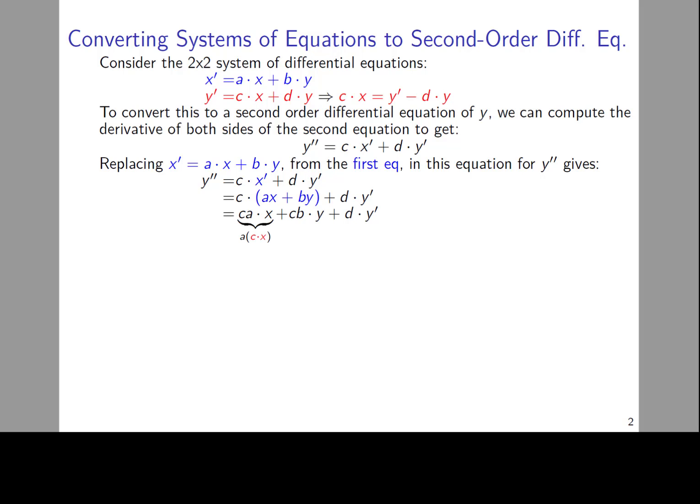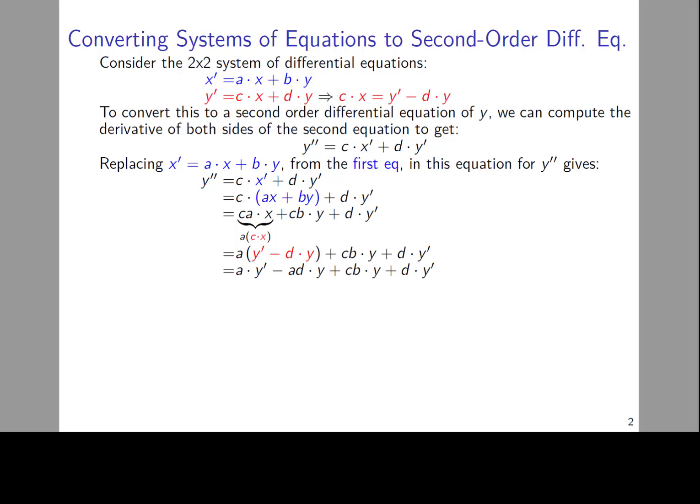But still, this equation has x involved. But notice, the term ca times x we can write as a times cx, where cx is equal to y prime minus dy from the second equation. So we can replace cx with y prime minus dy to get a times y prime minus dy plus cb times y plus d times y prime. Now our second-order differential equation is completely in terms of y. But we can clean it up a bit from here.